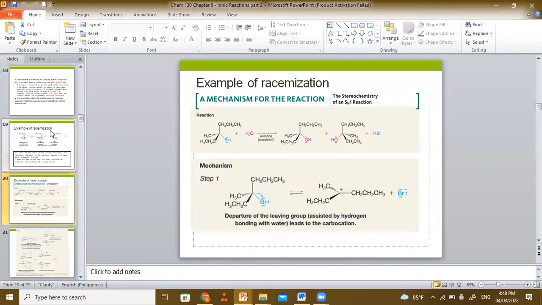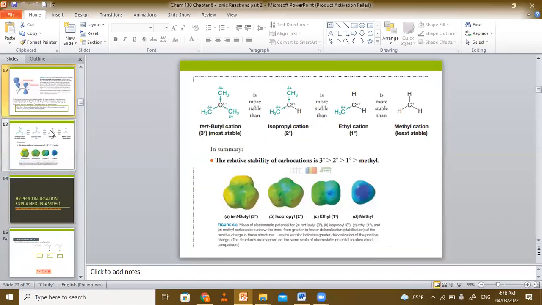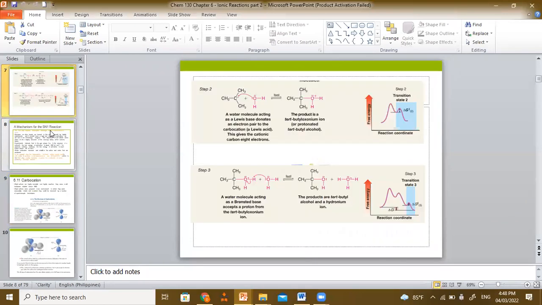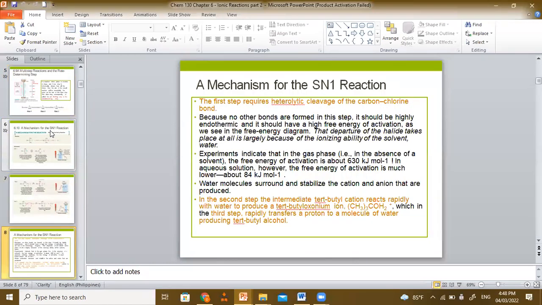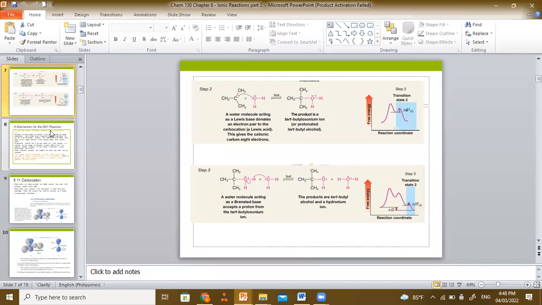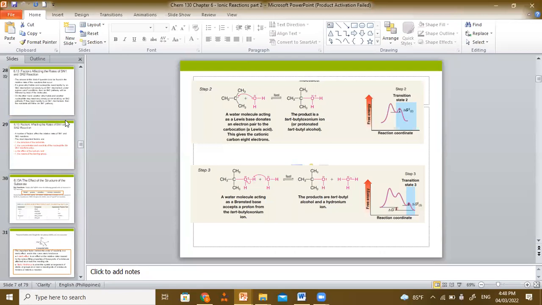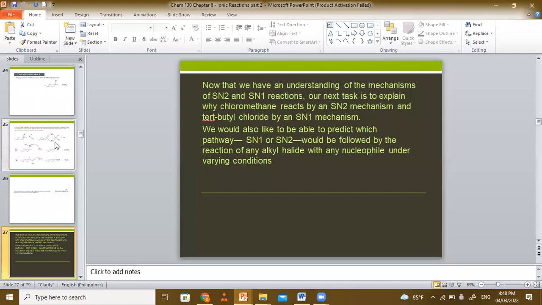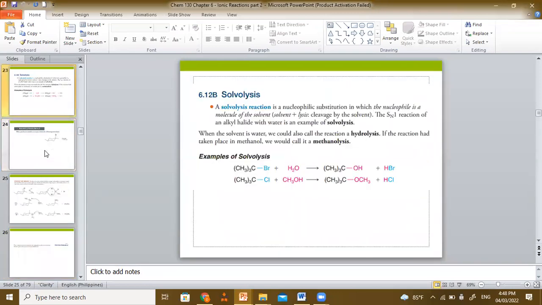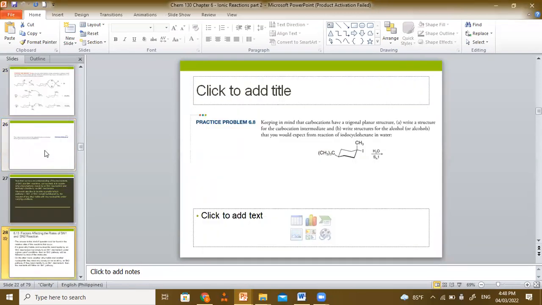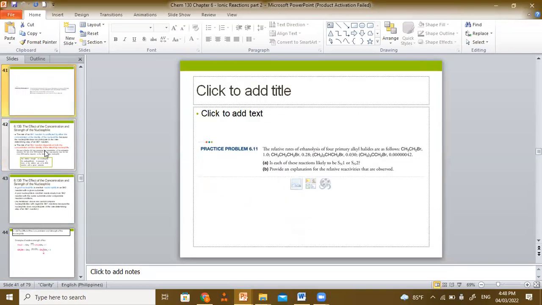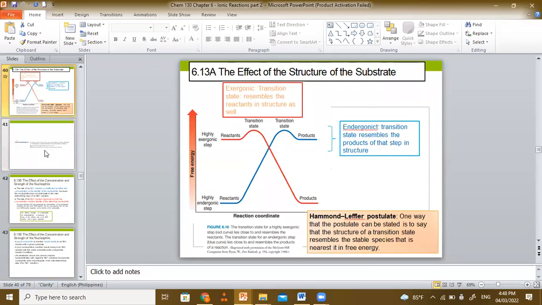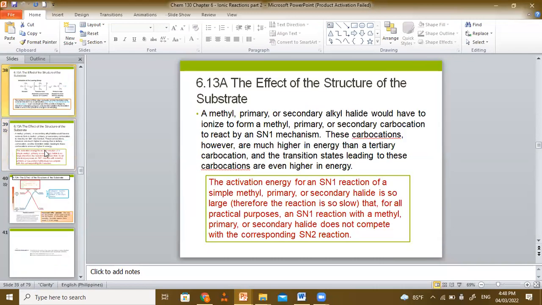So I'm going to copy again the energy diagram. This one is the complete one, for example, here. Where are my slides? Anyway.